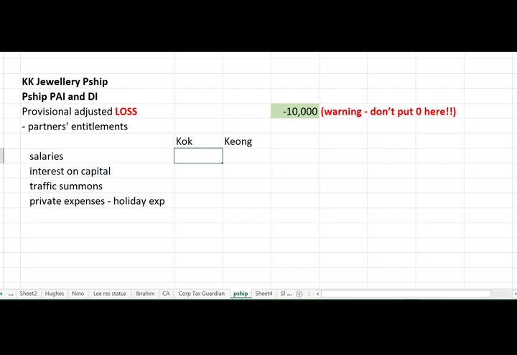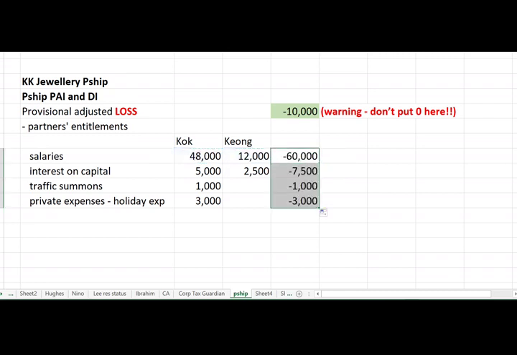Since you have Excel, the capability to do calculation, why not just calculate from here? Kok has 2,000 salary for 6 months, and then 6,000 salary for another 6 months. That's 48. Then Kyung is obvious, it is 12. The interest is 5,000 and 2,005. The traffic summon is 1,000. The private expenses is 3. Now this will be the amount that you minus, so negative sum, go all the way down.